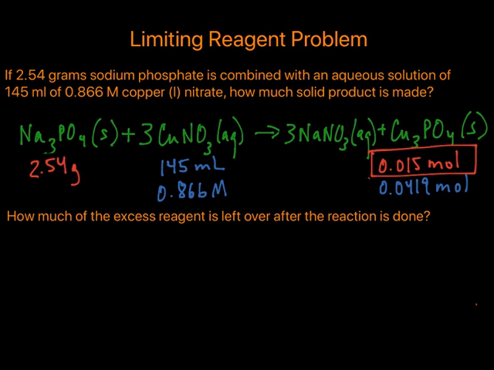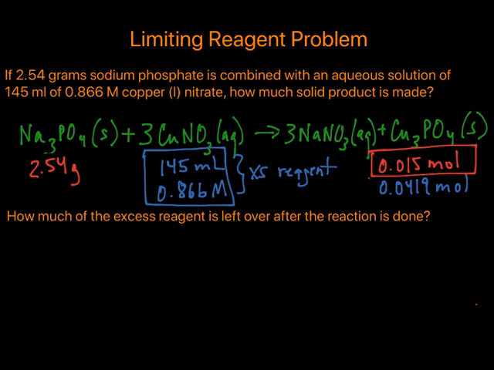Okay, so I've added another question here which teachers like to add on a quiz or an exam. Basically, how much of the excess reagent is left over after the reaction is done? As before, we have said that the excess reagent is our copper nitrate. How much of this is left over? Well, the data here is how much we have initially, but how much is left over after we make our 0.015 moles of copper phosphate. So we can do it this way.